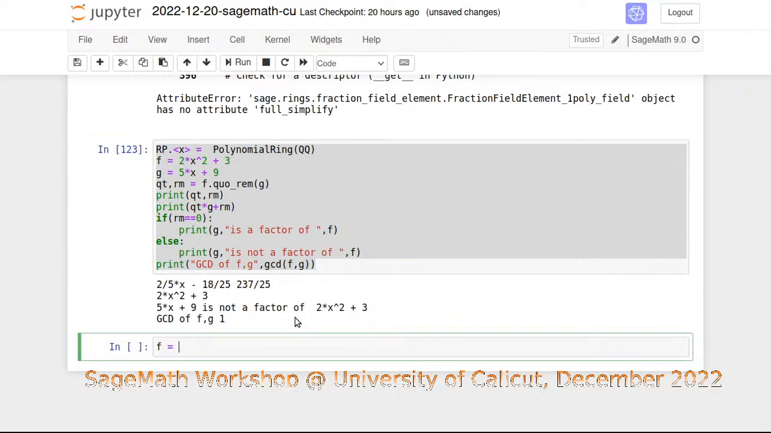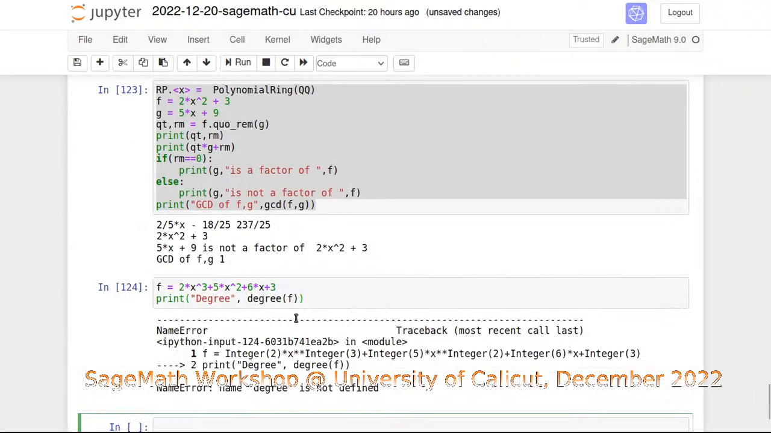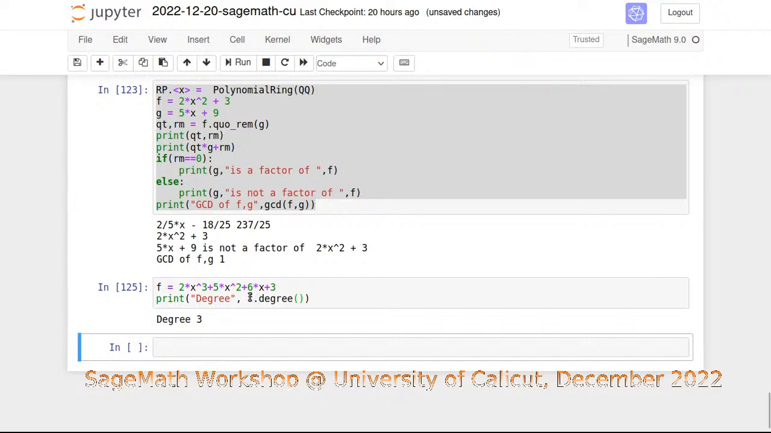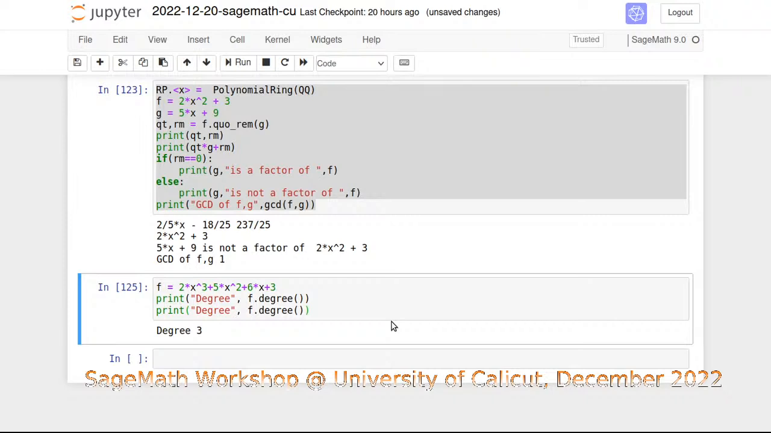Let's take f to be equal to 2x cube plus 5x square plus 6x plus 2 or 3. So the degree can be obtained directly using degree of f, or f dot degree. Sometimes this degree of works and sometimes that doesn't.